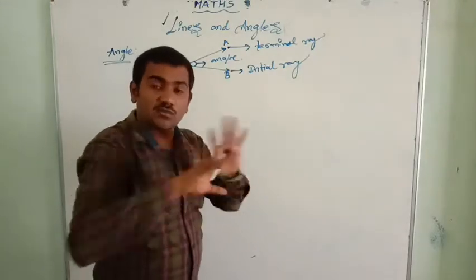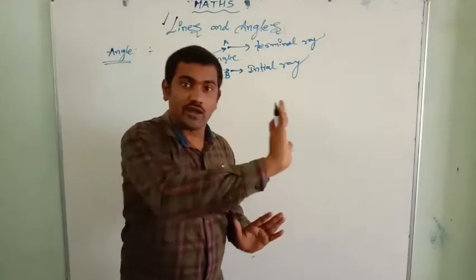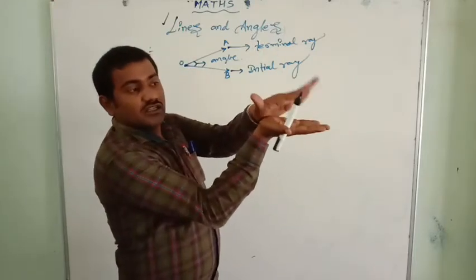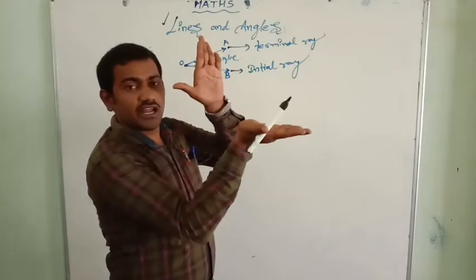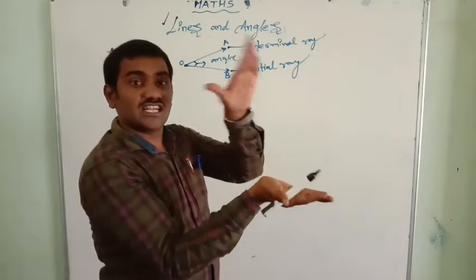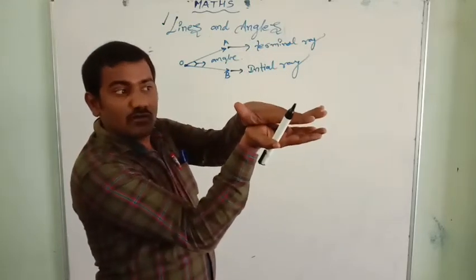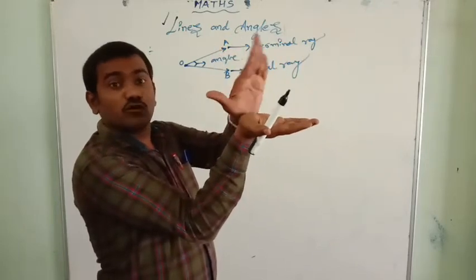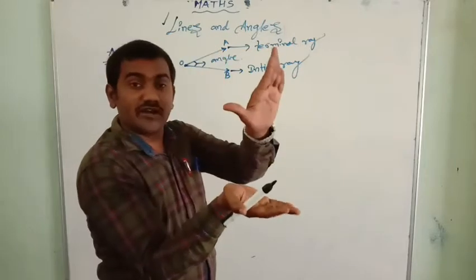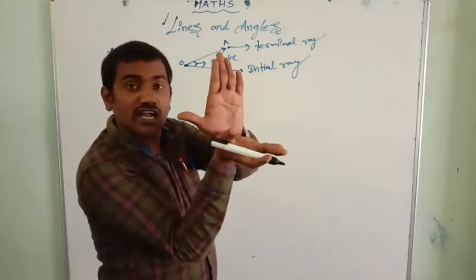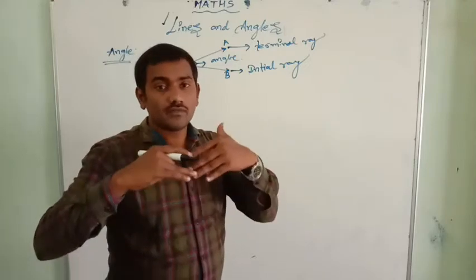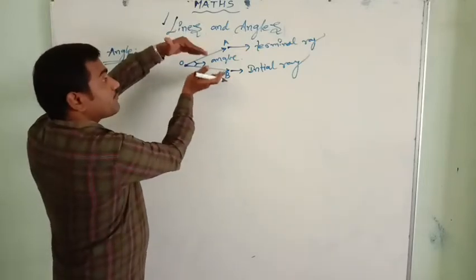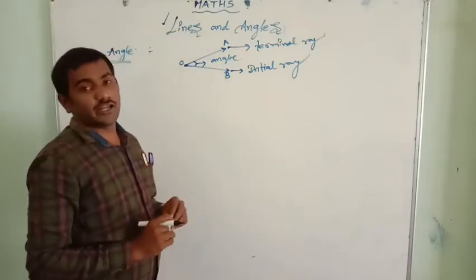The initial ray does not move anywhere. It will be there only. And the terminal ray will move like that. Suppose these two are the rays. If this ray is the initial ray, it does not move anywhere, and this ray is the terminal ray. If the terminal ray moves, the angle will increase continuously. Based on the positions of the initial ray and the terminal ray, the angles change. So we have types of angles based on their positions.